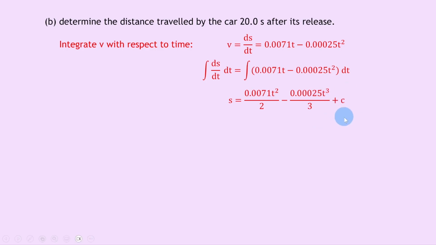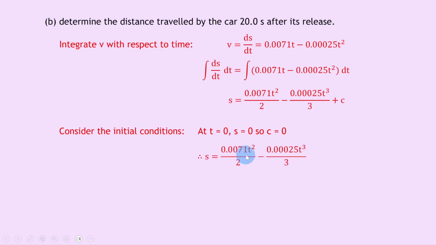And then to find what the constant c is, we need to consider the initial conditions, which remember is just what happens when time t equals 0. So we can say that at time t equals 0, the displacement of the car is 0 because it's not moved anywhere yet. So therefore if t equals 0, then these are both 0, so therefore c must equal s. And if s is 0 at this time, then c must also equal 0. So that means this simplifies to s equals 0.0071t squared over 2 minus 0.00025t cubed over 3.